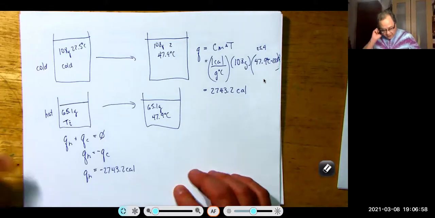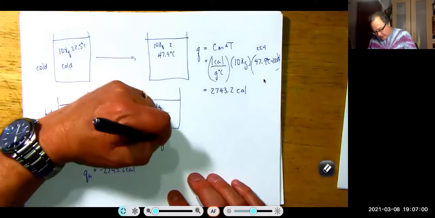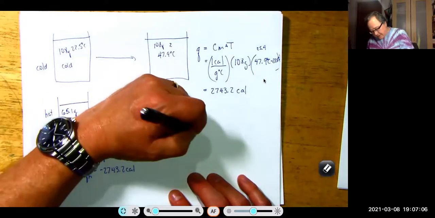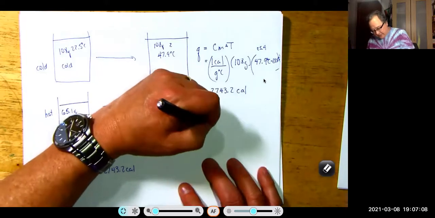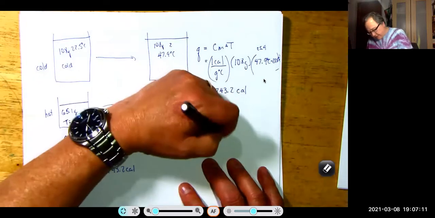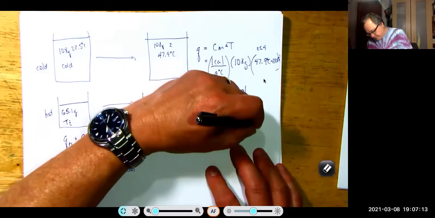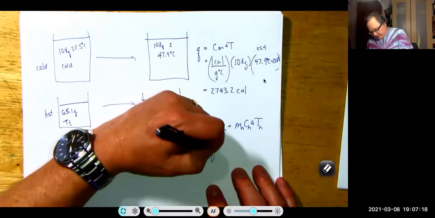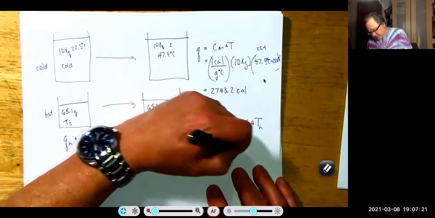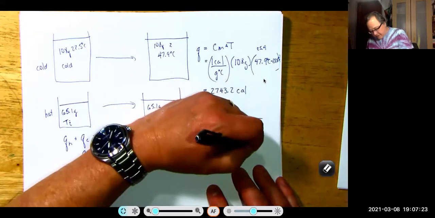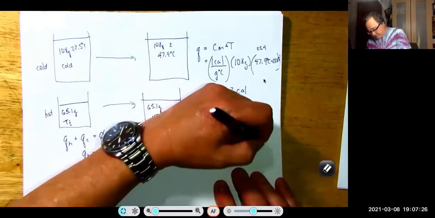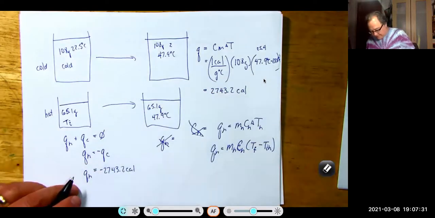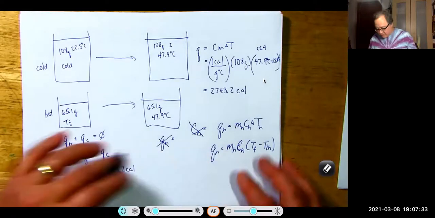Okay, so now we have Q of the hot. Q of the hot is mass of the hot, specific heat capacity of the hot, T final of the hot minus T initial of the hot. And T final, of course, is 47.9. And now we can expand this whole thing.